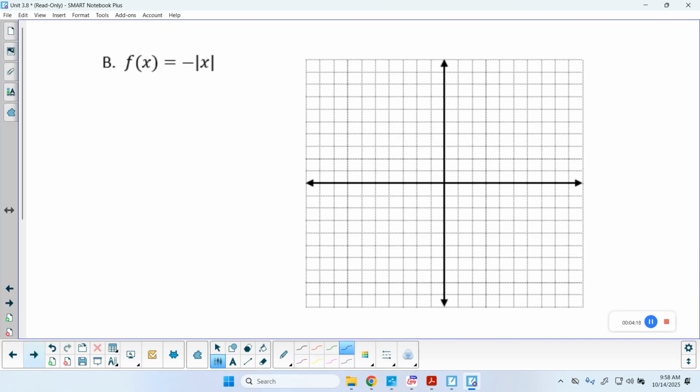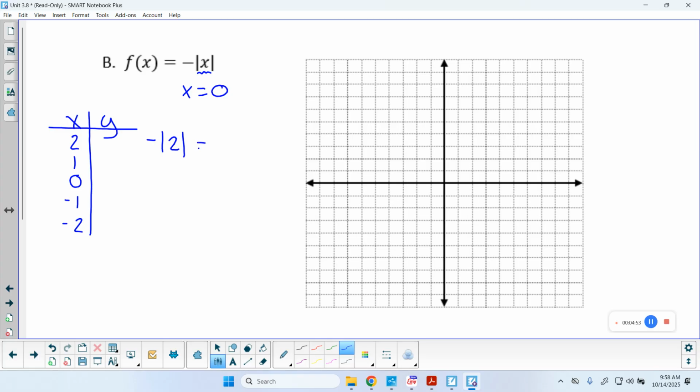For B, we have negative absolute value of x. So off to my side here again, I'm just going to go ahead and have x and y. To find the original x value, we take what is inside, which is x, and set it equal to 0. It's already solved, which means the x of our vertex is 0. That will go in the middle. We're going to count up to 1 and 2, down to -1 and -2. So now we're going to go ahead and plug in our values. If we plug 2 into x, we have negative absolute value of 2.